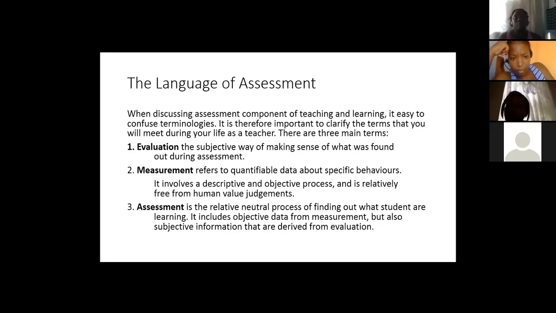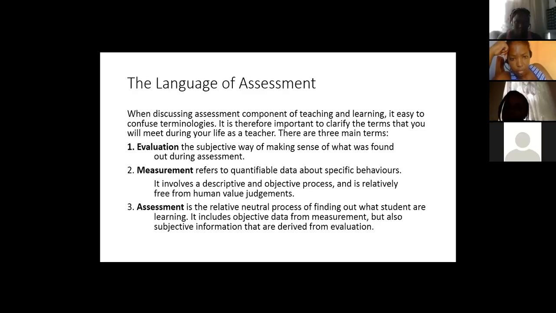So in a classroom, measurement refers to the quantifiable data about specific behaviors. It involves a descriptive and objective process and is relatively free from human value judgment. So measurement is purely objective, right? And assessment is a relatively neutral process of finding out what students are learning. It includes objective data from measurement, but also subjective information that is derived from evaluation, right?